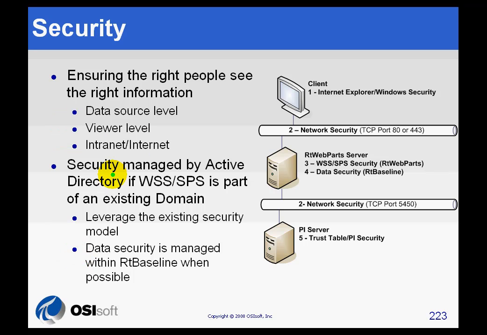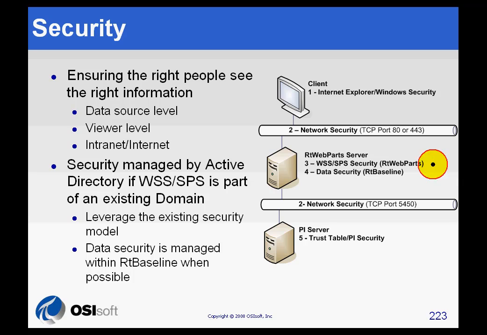But let's take a look now at some of these different layers. I mentioned there are many different layers. Let's take a look at a few of them. First one we have here is Internet Explorer. That would be the client itself. Again, that's a layer of security that has implications. There are some configurations on Internet Explorer that need to be set. Now, connecting to the RtWebParts server, network security is involved with regard to which ports are opened. You'll also see that comes up later on, network security, when we're going from RT Baseline to the Pi server.